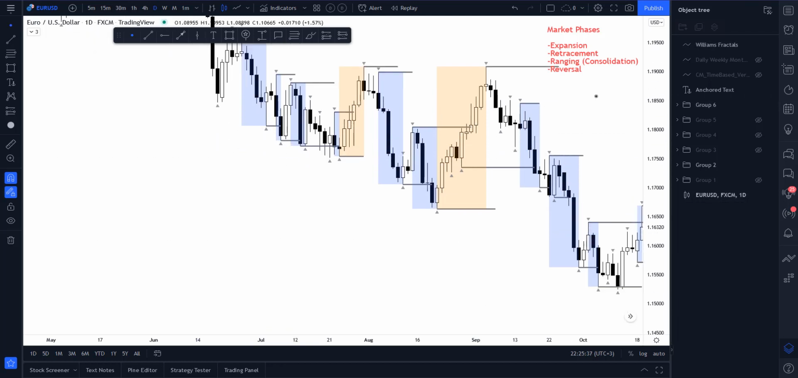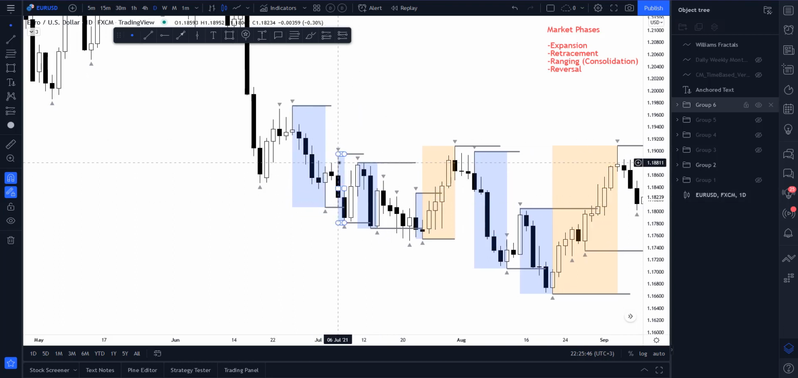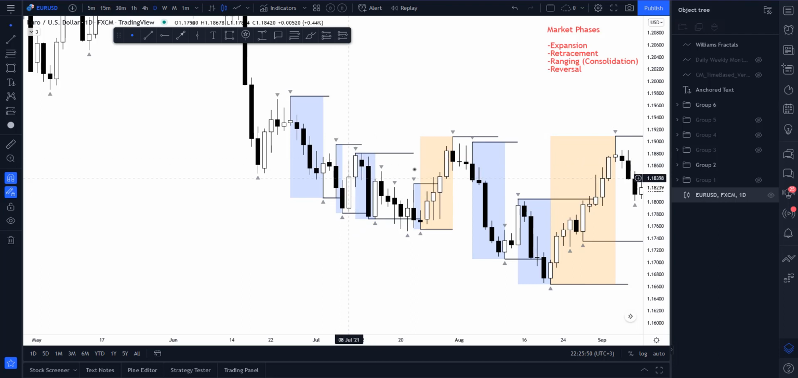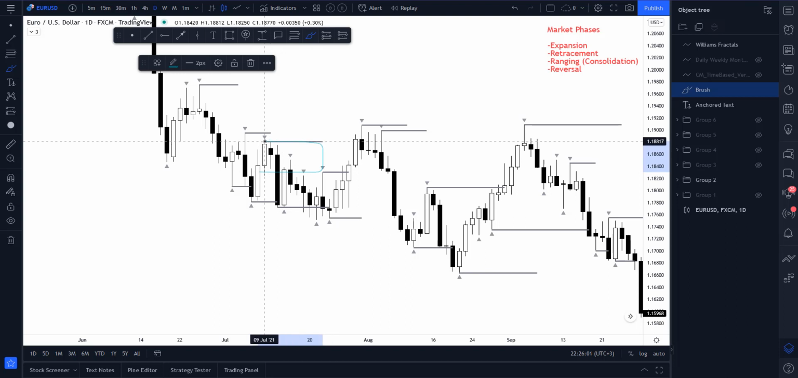So what happens afterwards? Price expands for a while, then it starts to retrace into the range. What usually happens when price retraces into the range is that price tries to mitigate the order blocks like this one, or tries to fill the gap which is inside of the range.